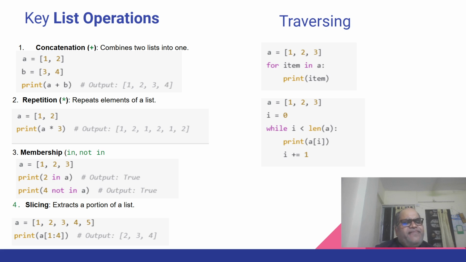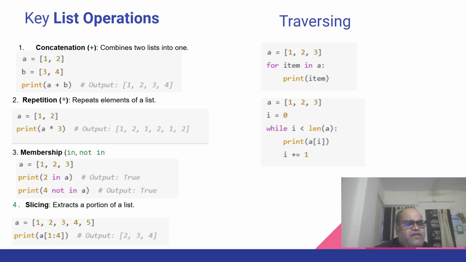Repetition: like a string, a list can also be repeated as many times. So if your A is 1 and 2 in a square bracket, and if you do A into 3, your 1, 2 will be repeated thrice: 1, 2, 1, 2, 1, 2. Membership, right? You can test membership using in or not in. If your A is 1, 2, 3, and you want to check whether 2 in A, the output is true. 4 not in A, output is true.